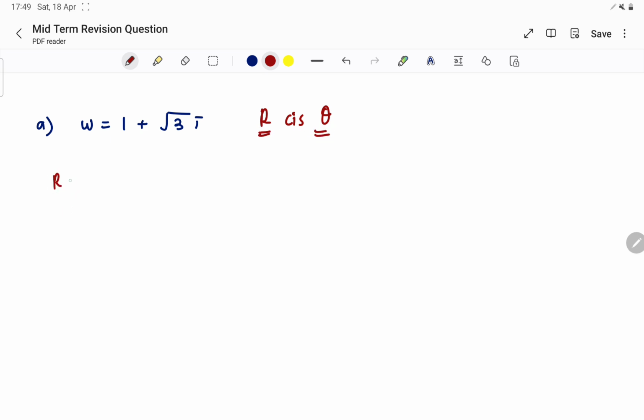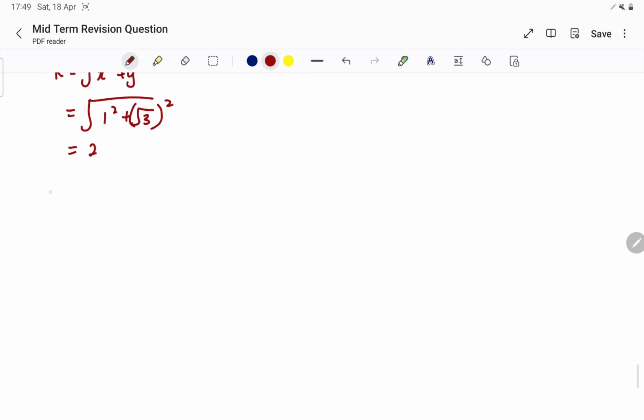To find the value of r, we have to use square root of x squared plus y squared. So 1 is your x, square root 3 is your y. You substitute inside, you're going to get 1 squared plus square root 3 squared, which is square root 4, equal to 2. Then you find theta, which is inverse tangent of y divided by x, so inverse tangent of square root 3 divided by 1, which gives pi over 3.